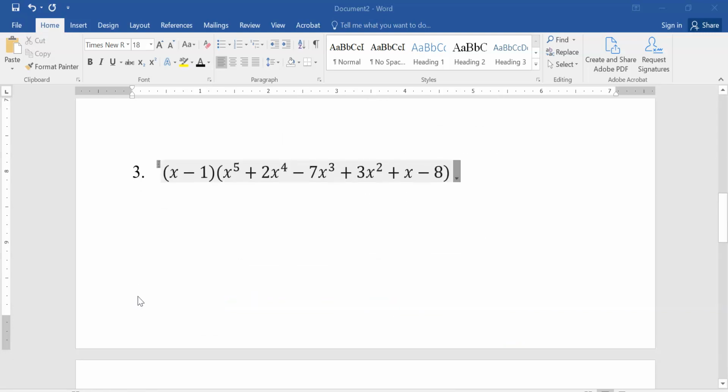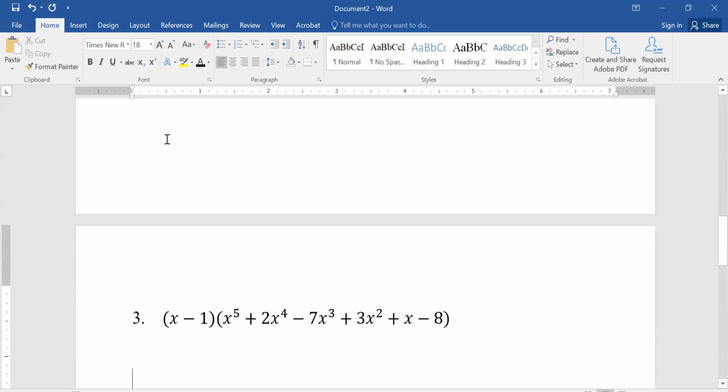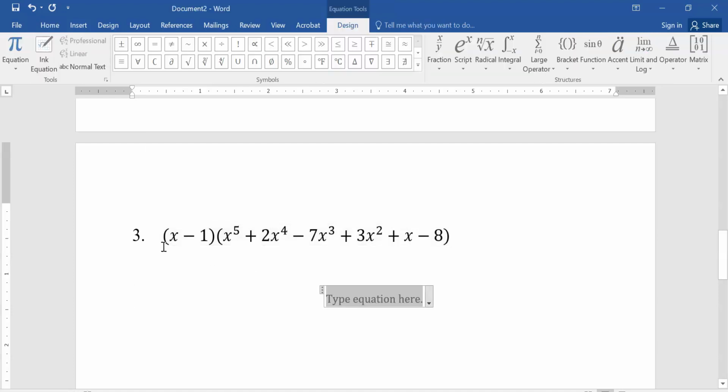All right, question number 3. This one I am going to utilize that little trick. I think that's a nice trick, especially when we have lots and lots of terms. So I'm going to multiply the x times each of these 6 terms. Again, that's a lot of multiplication, but that's okay.